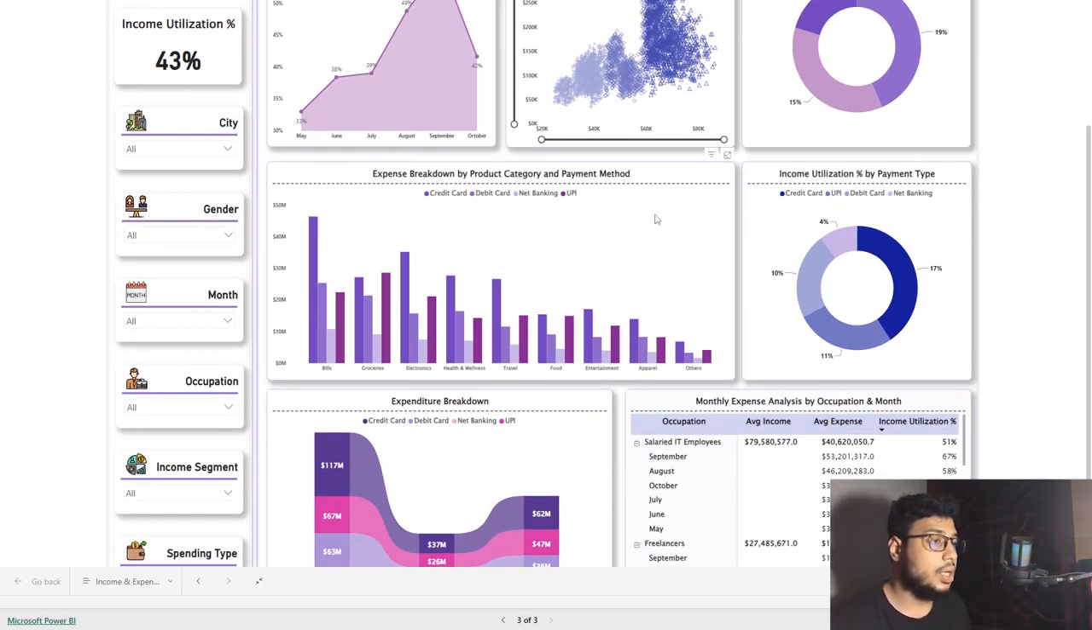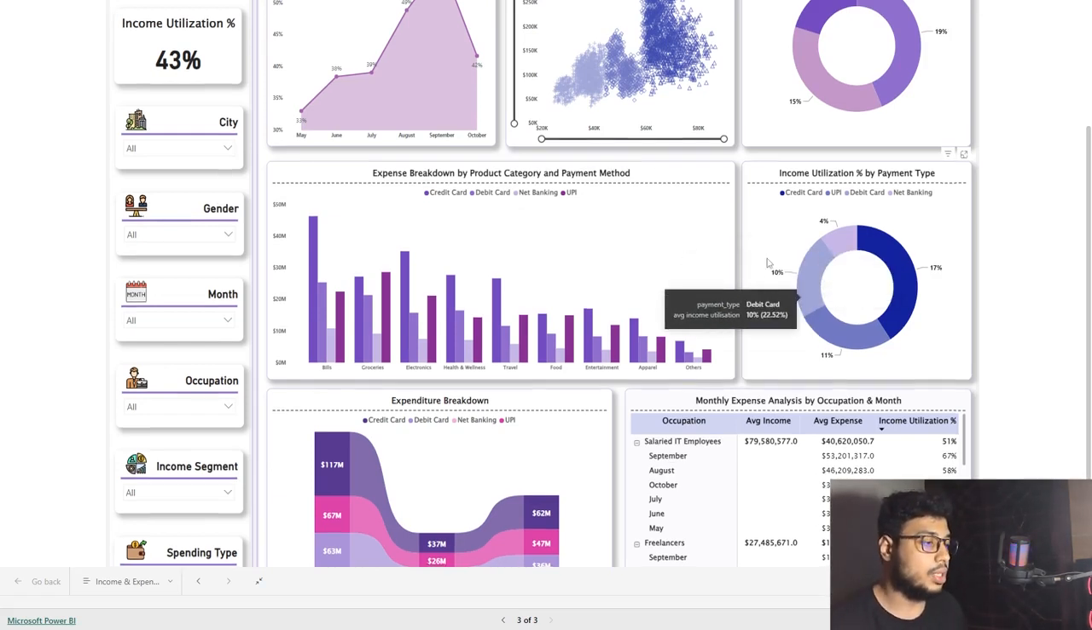Similarly, this is a breakdown for product categories and payment methods. We see that bills are mostly paid using credit cards, followed by debit cards, net banking, and UPI. Electronic products are mostly paid by using credit cards. This donut chart is showing the income utilization percentage by payment type. We see that credit card has the most average income utilization among all the payment types.